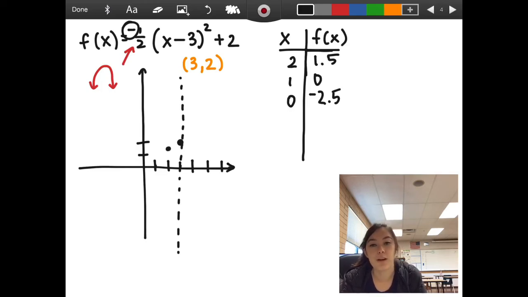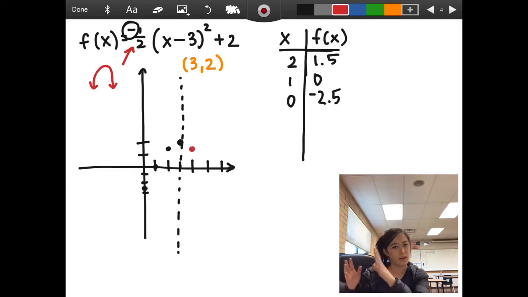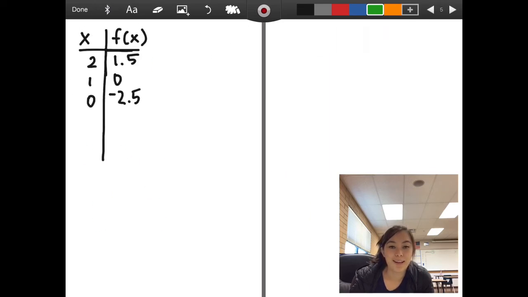So I'm going to go ahead and graph those. That's 2, 1.5, 1, 0, and then 0, negative 2.5. Cool, and then because of the axis of symmetry, we can just reflect those same points that same distance away on the other side, which really helps to complete the parabola. So now we just connect the dots. Awesome, and it's not very pretty, but it works.